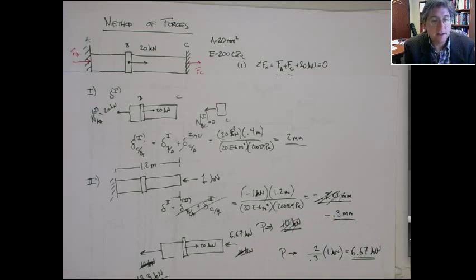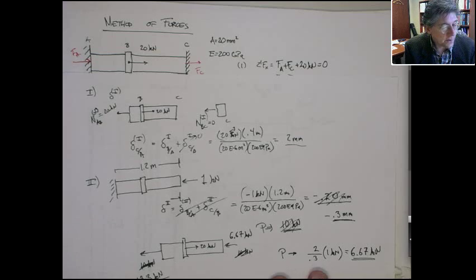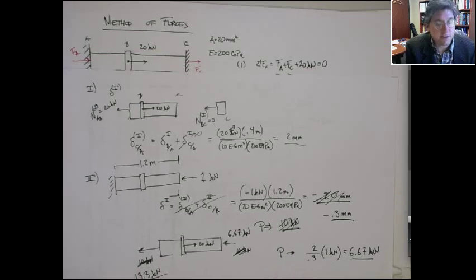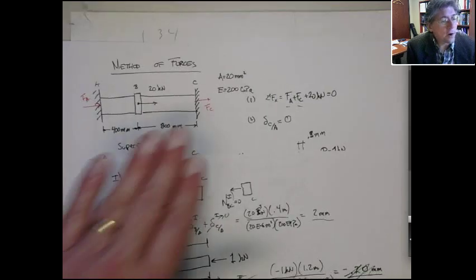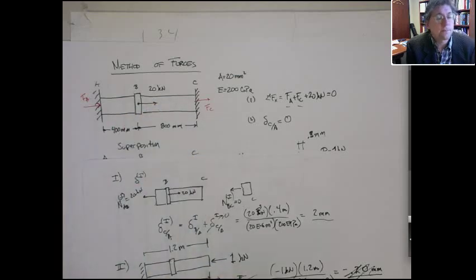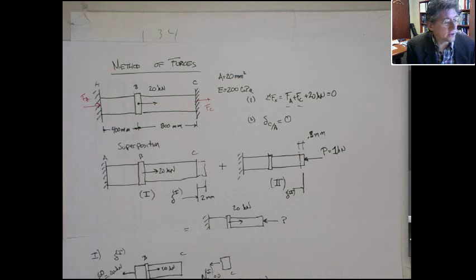Now, from linearity, if you double the force, you double the elongation, or in this case, the traction. So we need to scale the force by 2 over 0.3, right? And so that gives us the 6.67. That's the way you do it. If you had more than one redundant constraint, you would have to consider 3 scenarios in your superposition. But you can do that. Okay? All right, that's it.